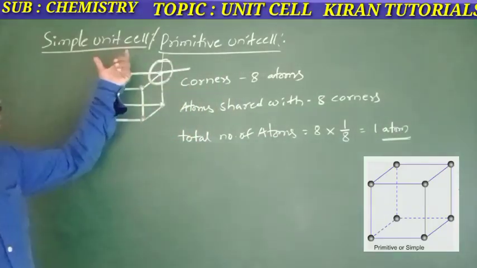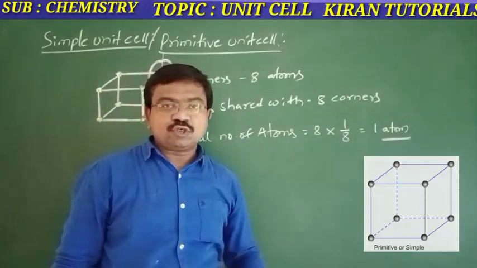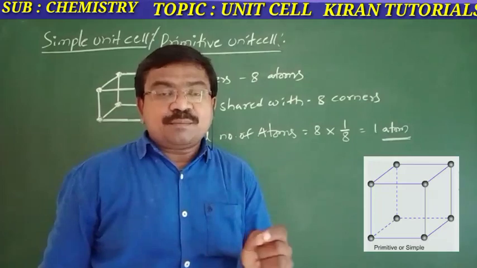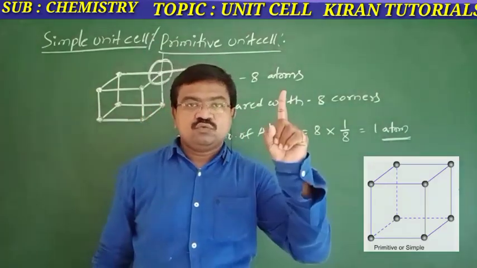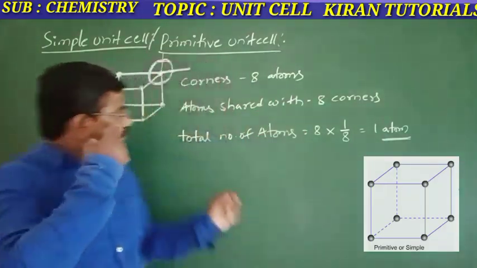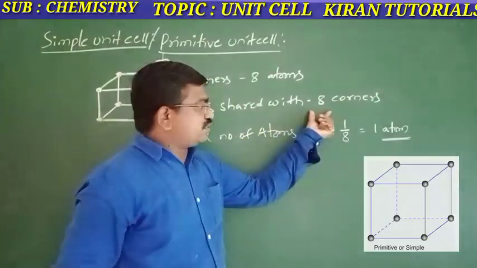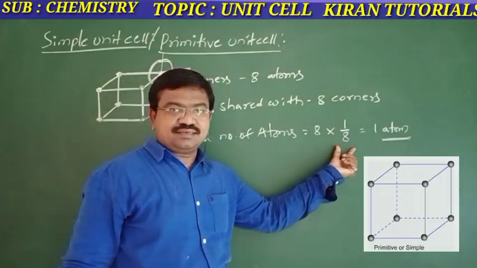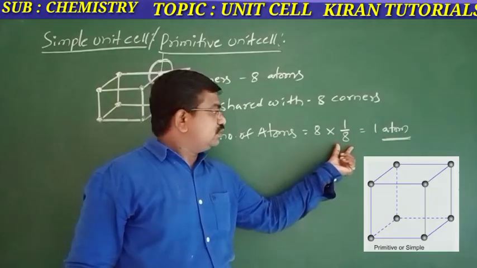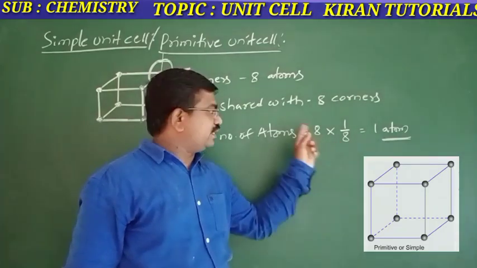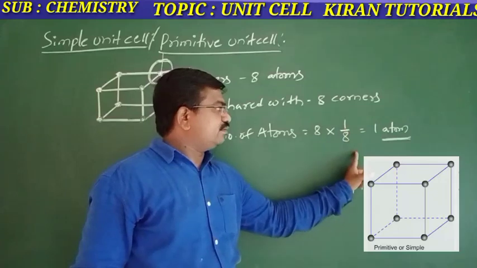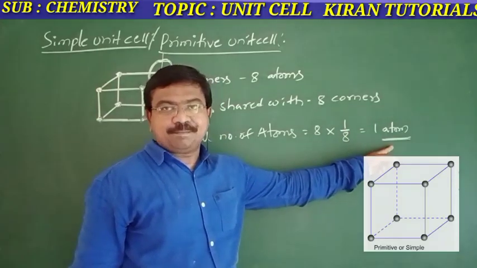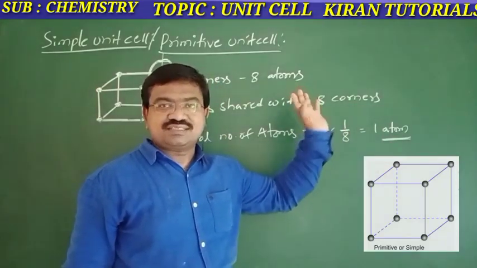So in a simple unit cell, a simple cubic cell, how many atoms are present? Only 1. Clear? It is 8 atoms at corners and each is shared with 8 corners. Clear? It is 3 dimensional, so it is shared with 8 corners. So that's why 8 into 1 by 8, that is equal to 1 atom. That is about the simple unit cell.